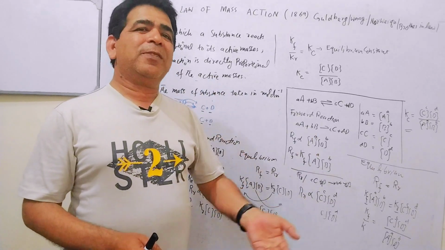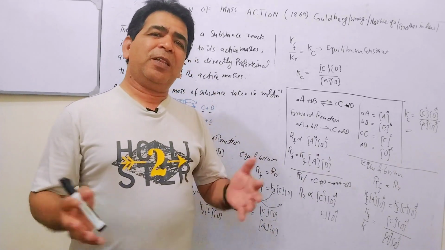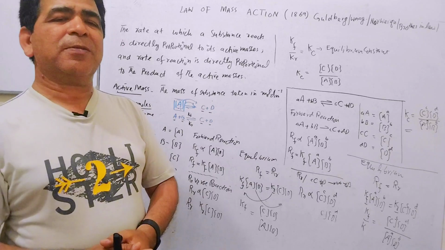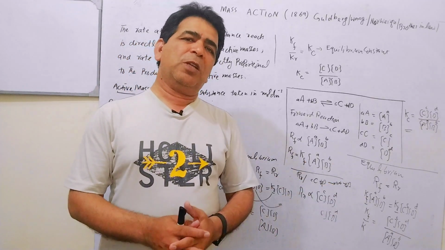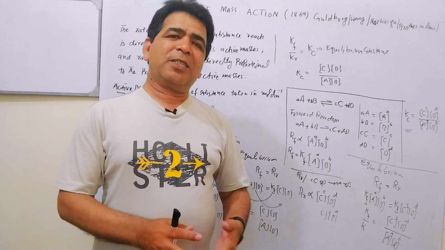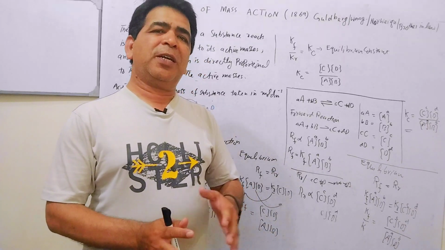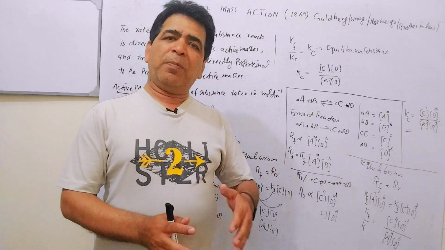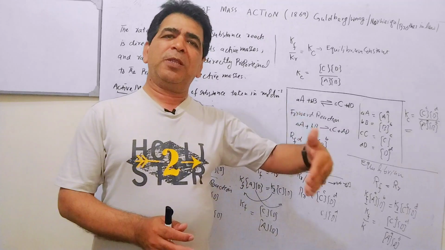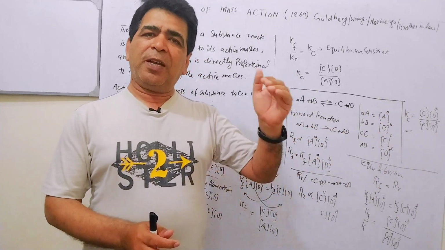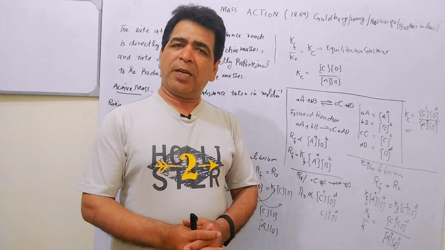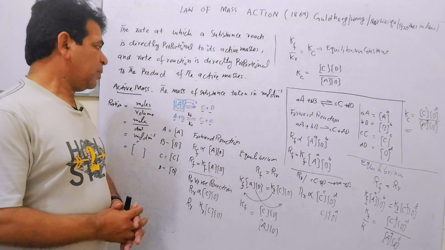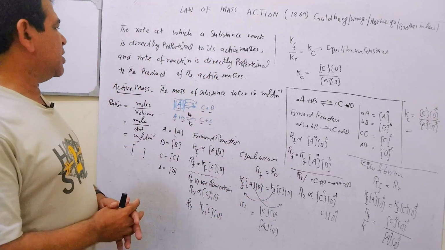The second part of this law is that if there are two or more reacting substances, then the rate of reaction will depend on the product of their active masses. The greater the active masses, the greater the rate of reaction, and the smaller the active masses, the slower the rate of reaction. Let's explain it with an example.